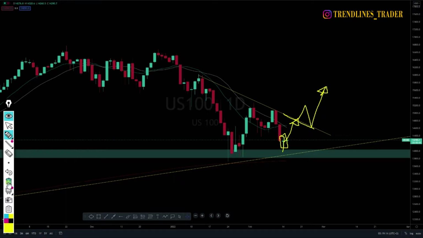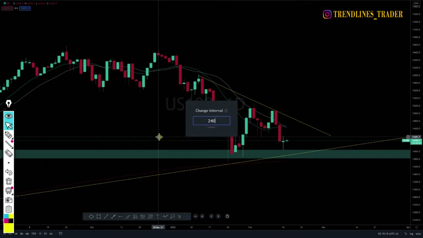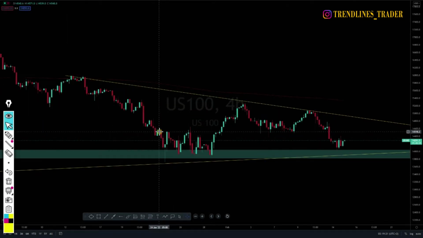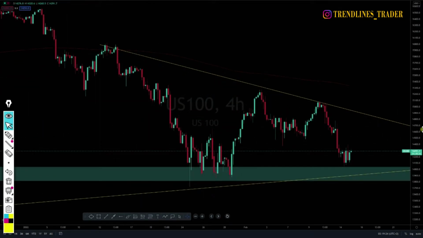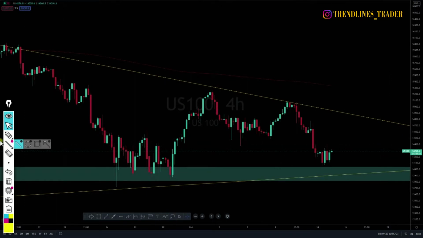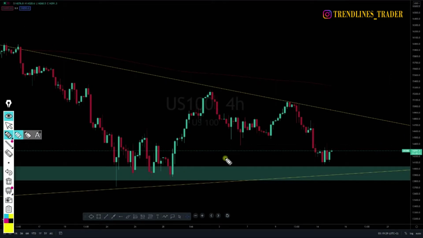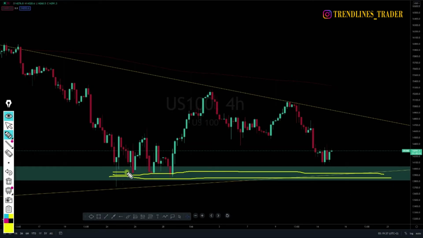Okay, let me move closer to the price and see where we are heading, whether we are heading towards the resistance. Ladies and gentlemen, look at how the price is respecting this area right here. The price is really respecting this area. And another thing that I can tell is this is the previous support zone.